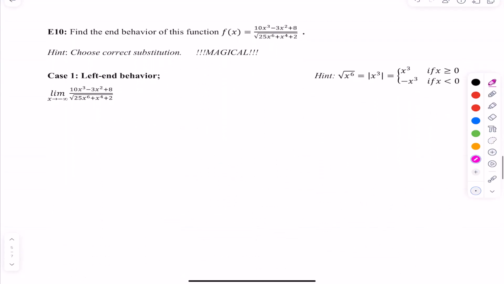Now, instead of graphing these functions in the form of fractions, we're going to try to look at the end behavior by doing algebra. And algebra is a form of magic. We're going to perform sophisticated algebra here and see if we could evaluate this limit, or at least see the left end behavior.